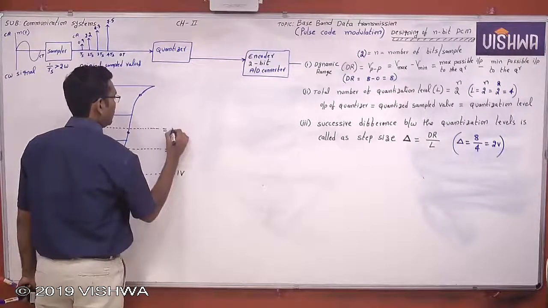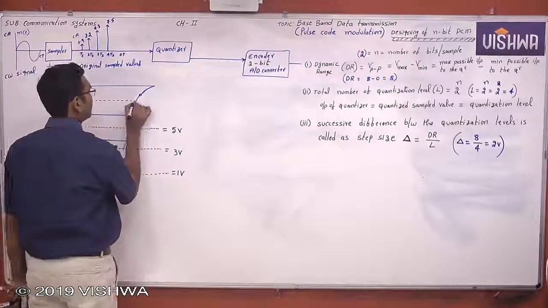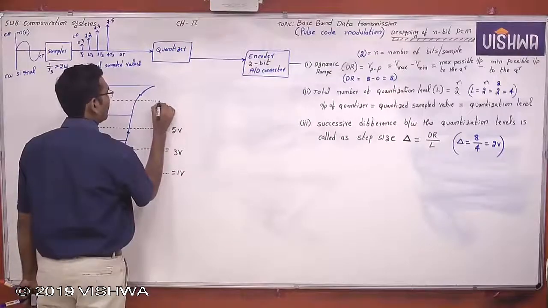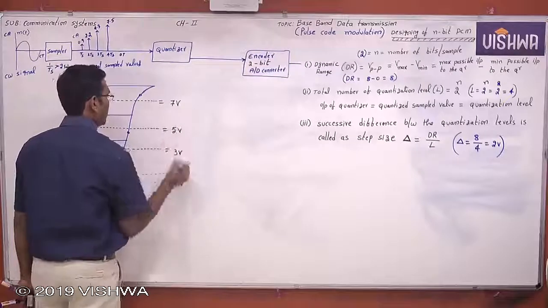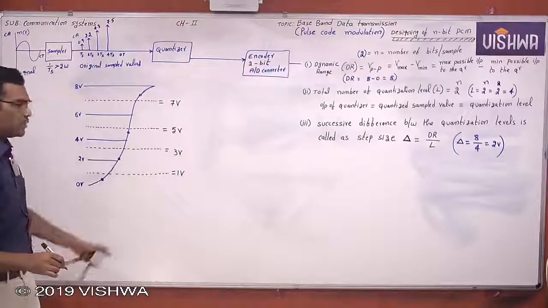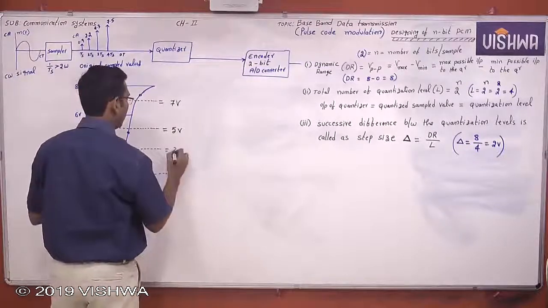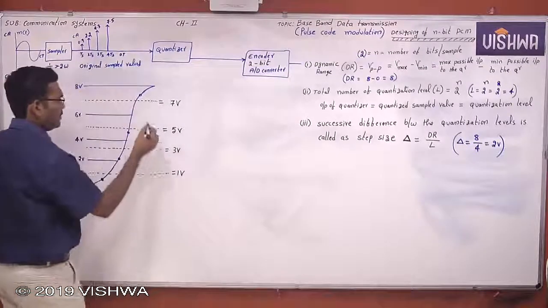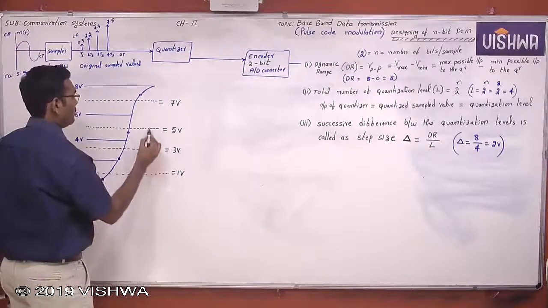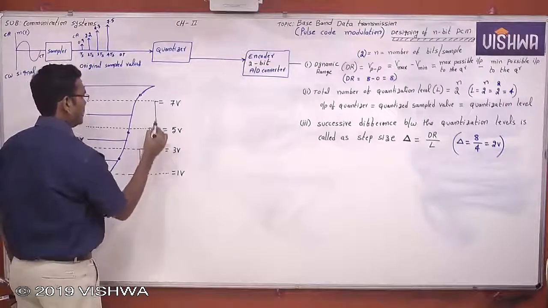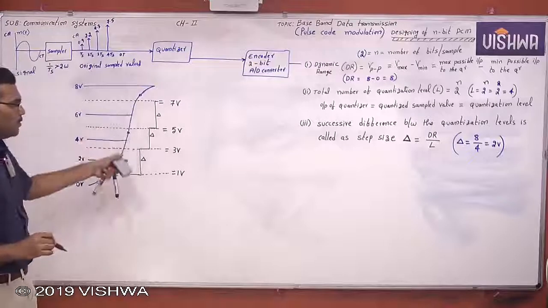This is the third quantization level. This is the fourth quantization level. The successive difference between the quantization levels, 1 volt, 3 volt, is called the step size.